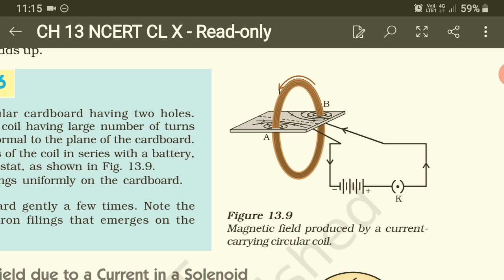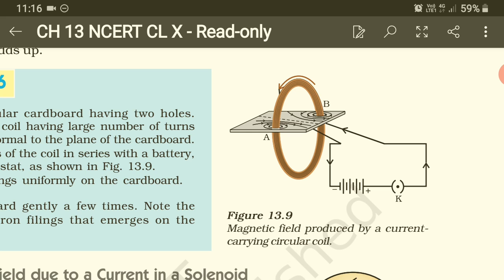We have given a large number of turns such that we can take a large length of the wire, as we have learned that the magnetic field around a straight wire increases. Strength of magnetic field can be increased if we increase the length of the wire. So here, instead of increasing length, which has a certain limitation, we have given a large number of turns and we have made it a coil.